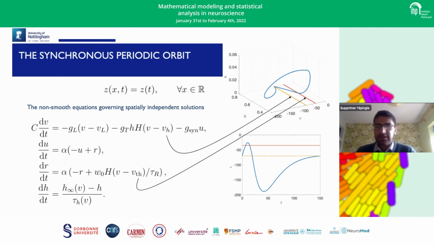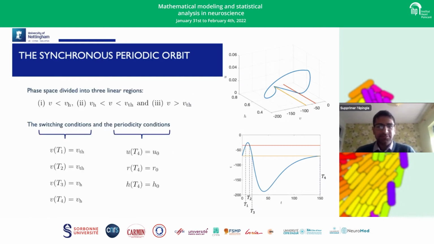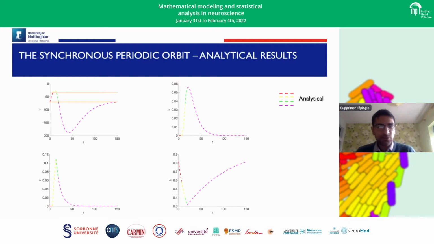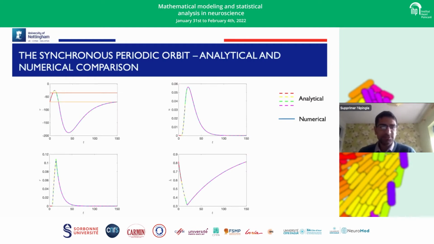So we can solve for the spatially synchronous state, the periodic orbit, in fact, by noting that away from those switching manifolds, everything's linear, and then patching solutions together at the switching manifolds based on these conditions here. In this way, we're able to construct the periodic orbit, which is shown from 2 perspectives here on the right. And we obtain our analytical results. Comparing them with our numerical simulation, we see some really good agreement.